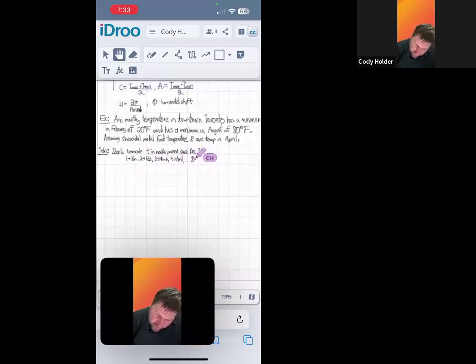8 is August, right? The 8th month. And 12 is December has passed, and you're back to 1 again. So we select our time scale. Now that we have that, we can draw a diagram. Step 2, diagram.